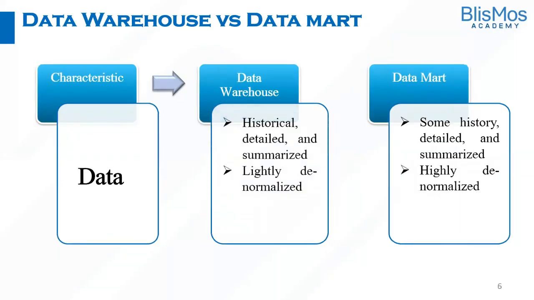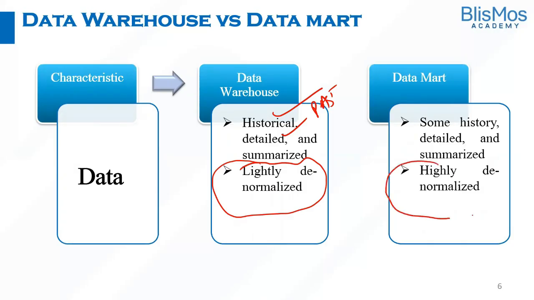In terms of data, in a data warehouse, we'll have historical data, that is past data, and it is detailed and summarized. In a data warehouse, data is lightly denormalized. On the other hand, in a data mart, the data is highly denormalized. What does it mean? We'll try to have all the data in one table as much as possible by minimizing the number of tables. And the data mart has definitely less history as compared to the data warehouse, and it is less detailed as compared to the data warehouse.